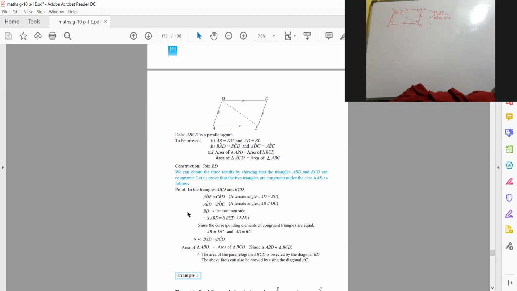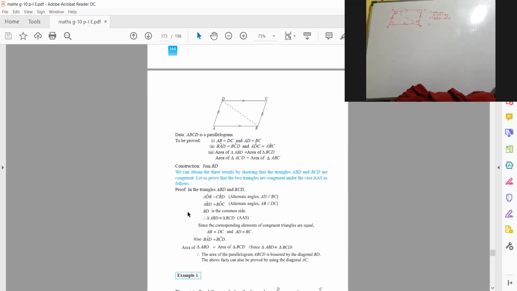Therefore, by the case angle-angle-side, this is the angle, this is the other angle, and this is the side, we can say these two triangles are congruent, right? The way you can write it is shown in the textbook, on the screen share. So you can write like that, right?